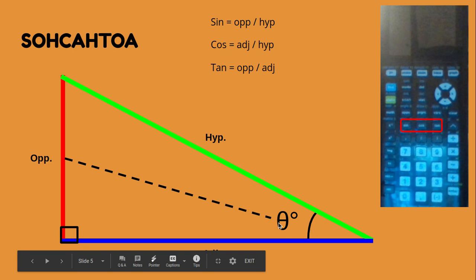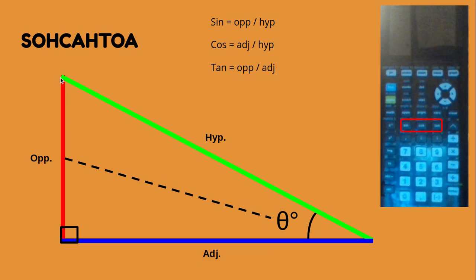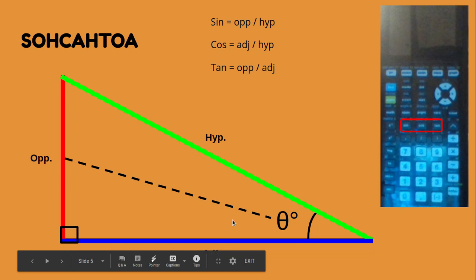So here is the angle. Remember, it's represented by theta. From its perspective, this is the opposite side because it's opposite from it. This is the adjacent side.